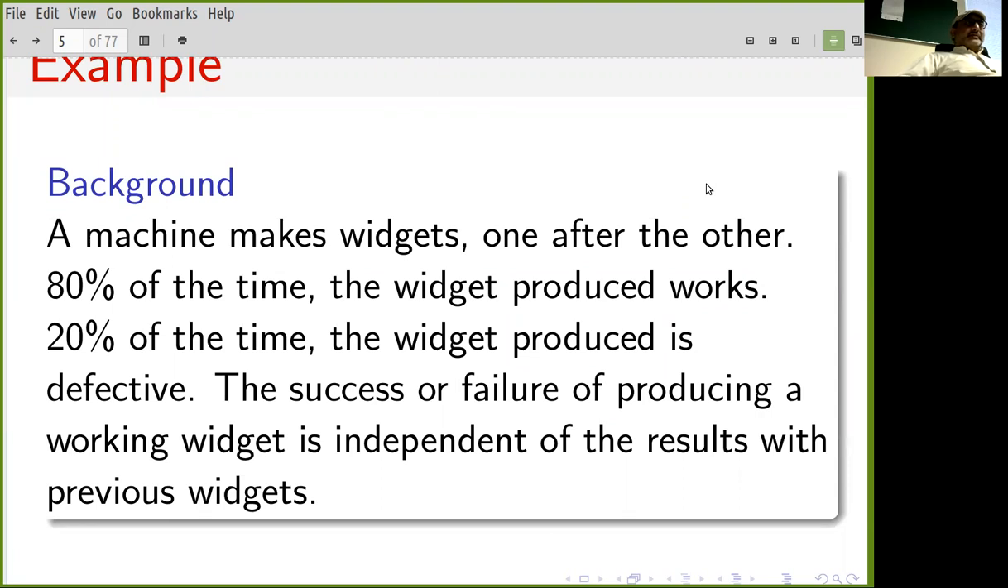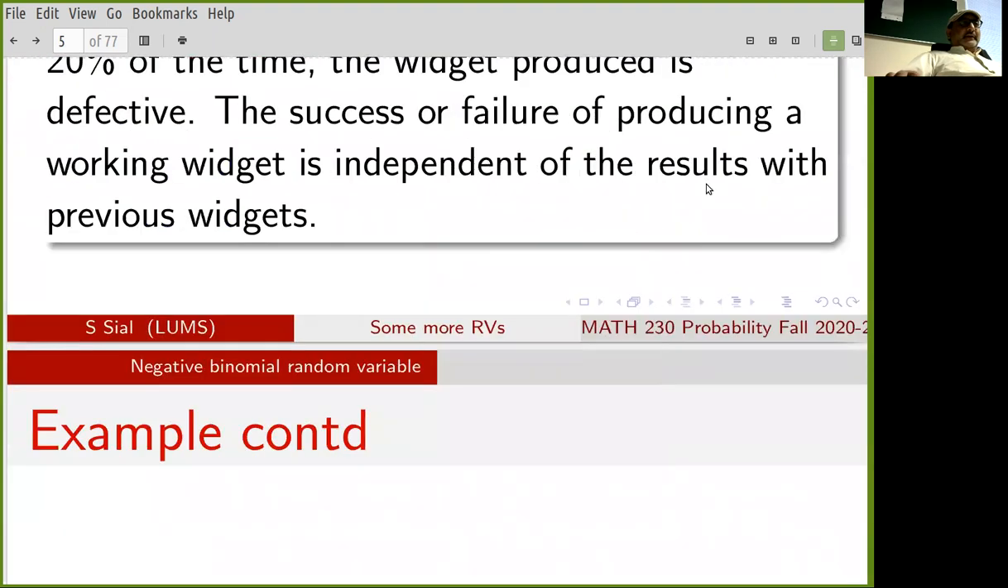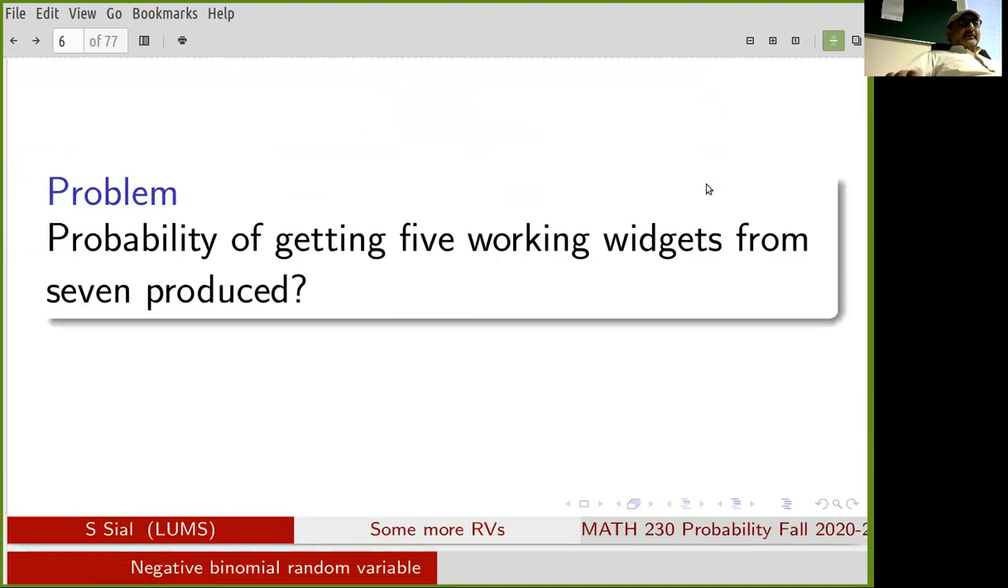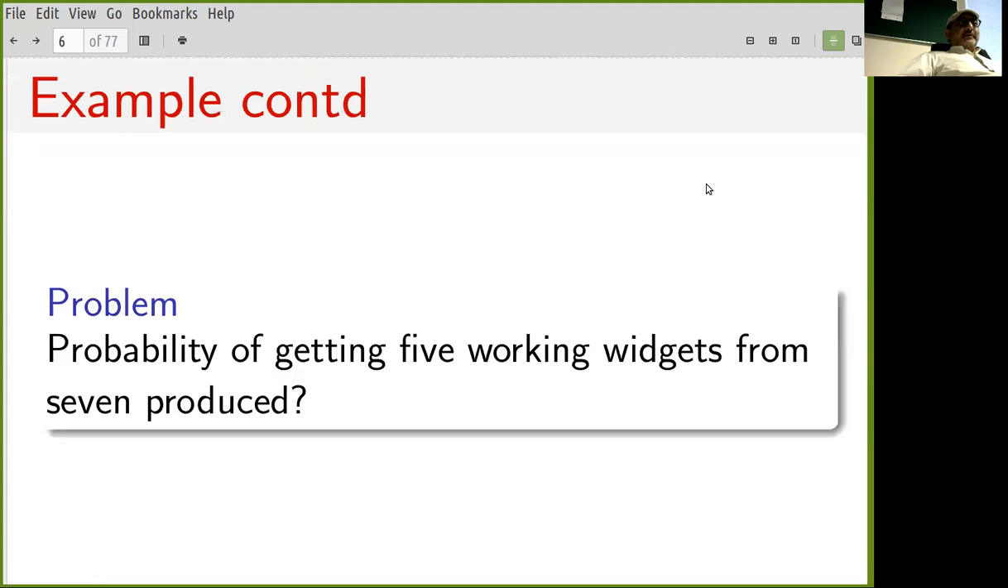So you have a machine that makes widgets one after another. 80% of the time the widget works, 20% of the time the widget is defective. The success or failure of producing a widget is independent of the success or failures of the previously produced widgets. So what's the probability of getting 5 working widgets from the 7 that are produced?